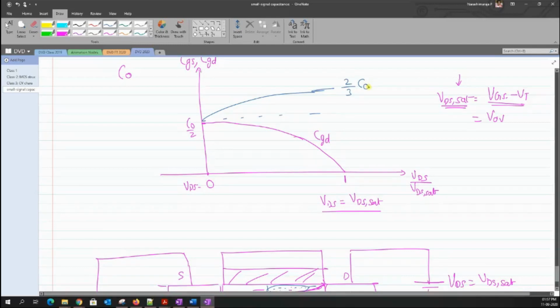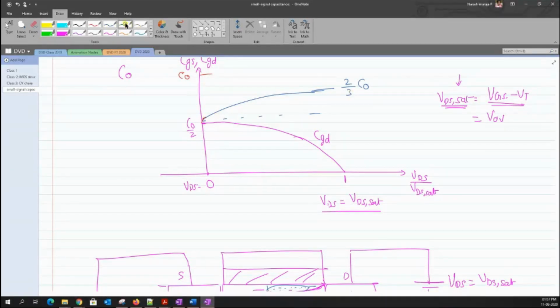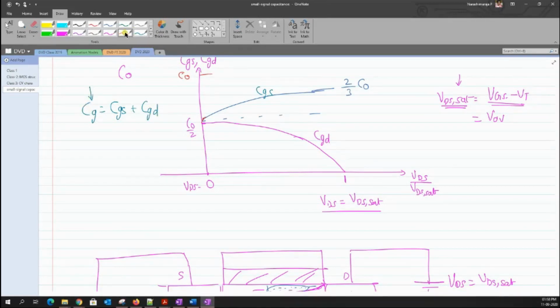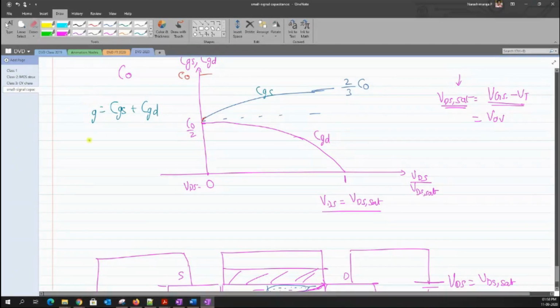And the total gate capacitance as a whole, with respect to the gate alone, we know the value of the gate capacitance would be equal to C0. It's just the addition of these two capacitances. The graph that I've drawn here is my CGS graph. So the total gate capacitance, CG, can be written as a summation of CGS plus CGD. And now I'm plotting with this orange color the expression for the CG.